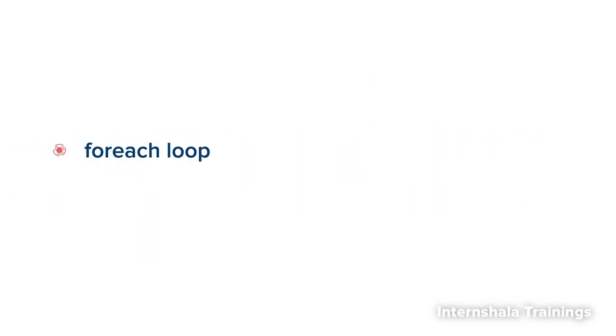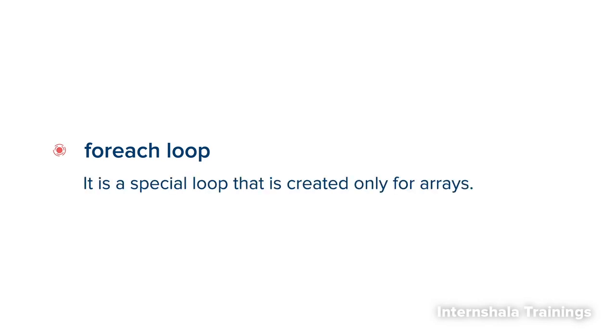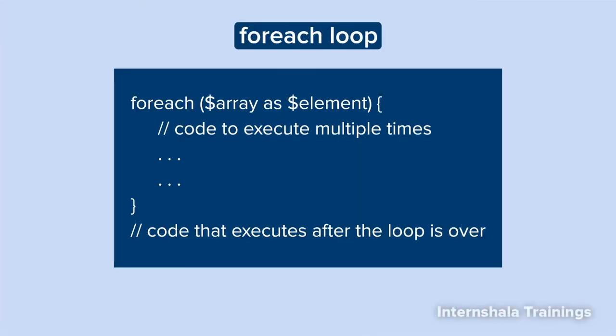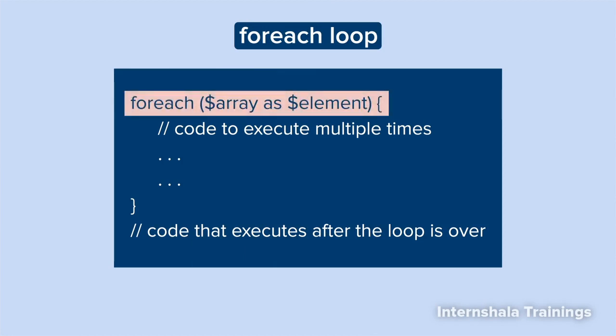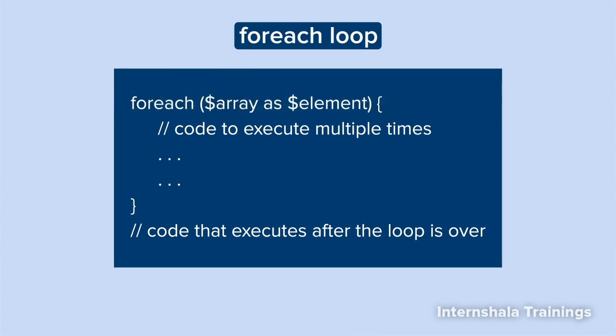Now, coming to the last type of loop, that is for each loop. Let's discuss this one also. It is a special loop that is created only for arrays. Let's have a look at the syntax of for each loop to understand it better. The syntax is for each, the name of the array, as, followed by the variable name. The loop runs as many times as the number of elements present in the array.